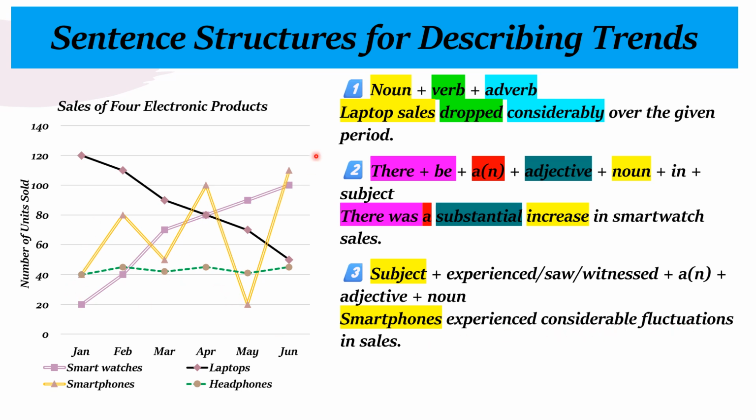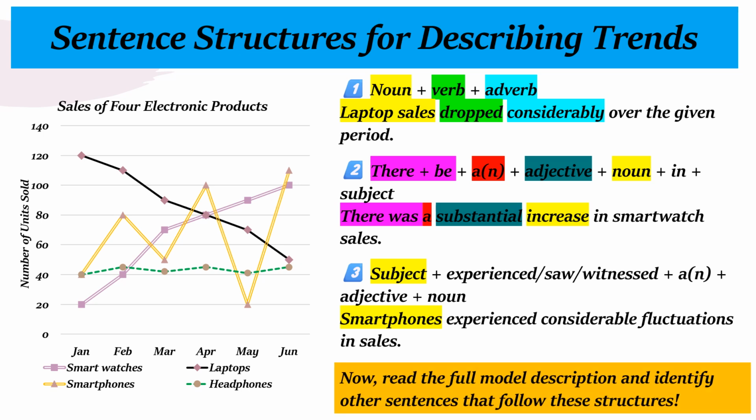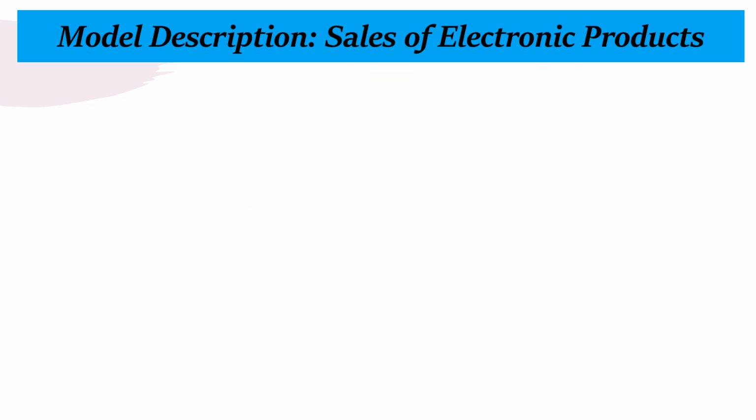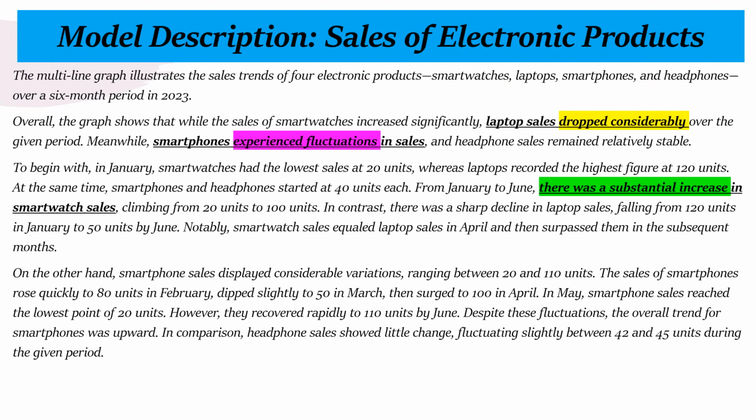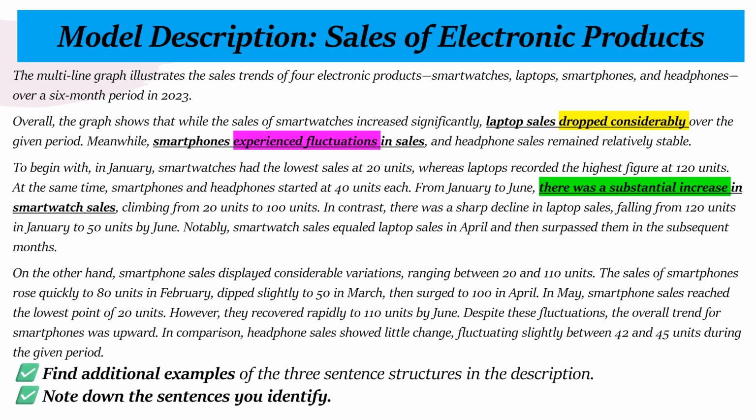Now let's examine the full model description. Your task is to identify other examples of these sentence structures. Here is a full model description of the line graph. The three example sentences from the previous slide are already highlighted. If you are not sure about the structures, go back to the previous slide and review them again. Your task is to carefully read the description and find other sentences that follow these three sentence structures we just discussed. Try to note them down as you read. We will check your answers together on the next slide.